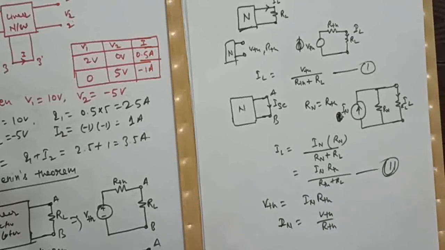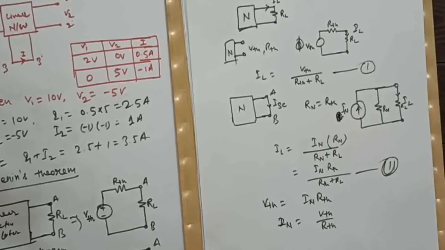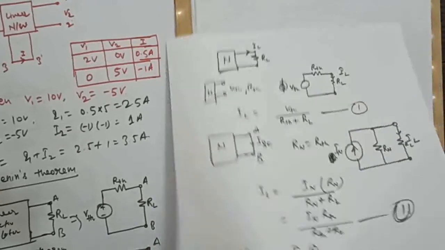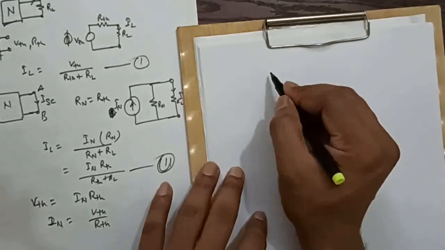Now we will see some problems on that. Before going to the problem, one thing we have to understand: when we solve a question, it is up to us which theorem we have to apply. To get an understanding of which theorem will suit, we have to practice problems. So let's take a problem. Consider a circuit like this.